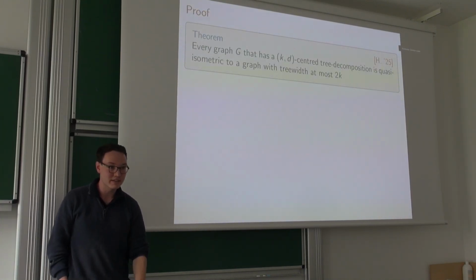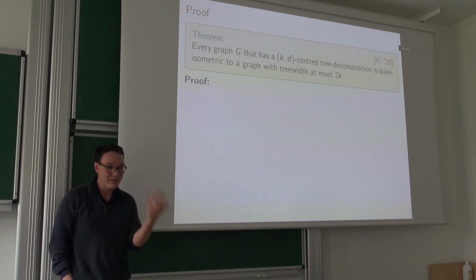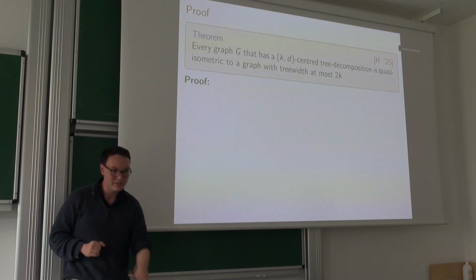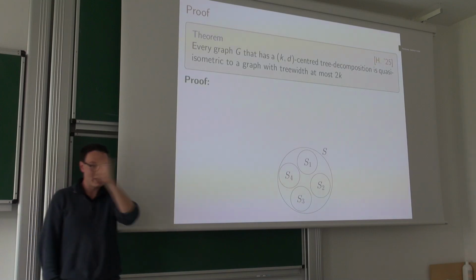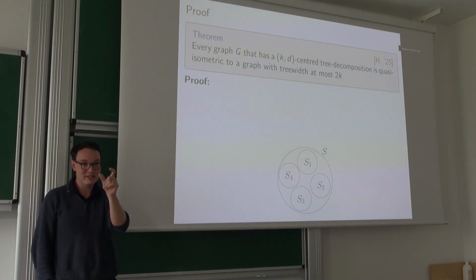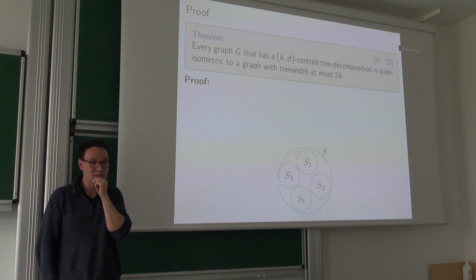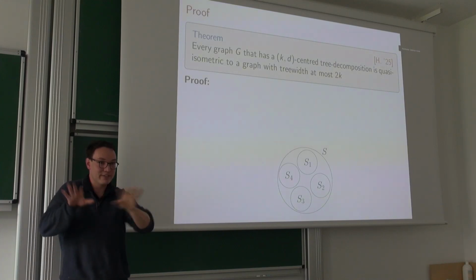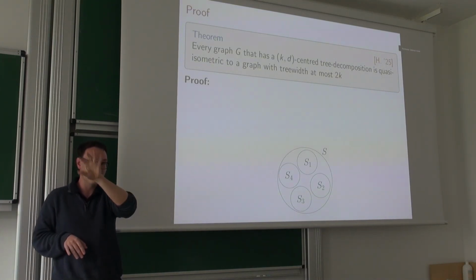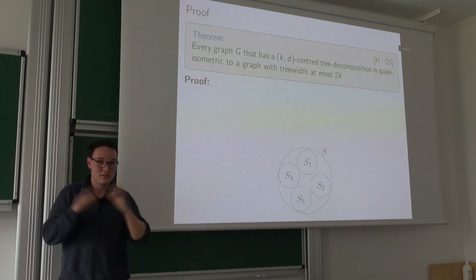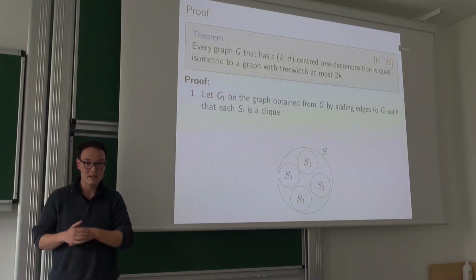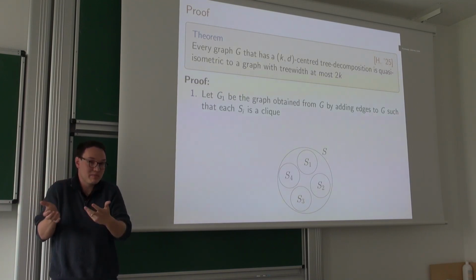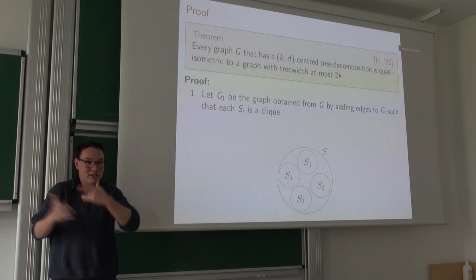Okay, so let's go through the proof. We have a graph with a KD-centered tree decomposition. Let's think about a bag of the tree decomposition. It has a partition into k sets where any pair of vertices in the same set are close together in our graph. So what we're going to do first is make each of these parts a clique. Now each bag is going to be the union of k cliques. The new graph that we obtain is quasi-isometric to the original, because we're only adding edges between vertices that are close together. That's not going to change the metric of the graph substantially.